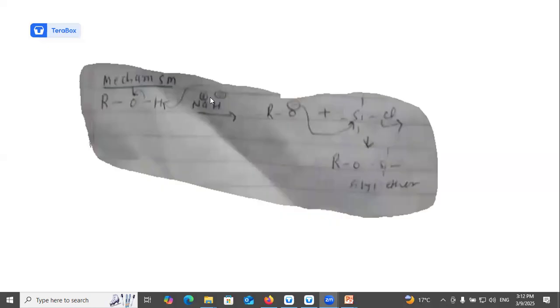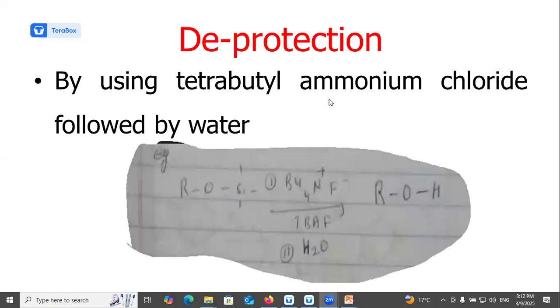In case of mechanism, this hydride ion abstracts this hydrogen, and this negatively charged oxygen becomes so by withdrawing this electron towards the oxygen, and the negatively charged oxygen attacks this silane, and chloride is removed and silyl ether is formed. The deprotection by using tetrabutyl ammonium fluoride followed by water will get the alcohol.